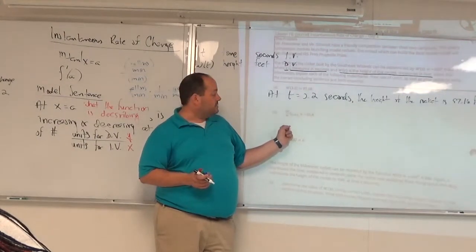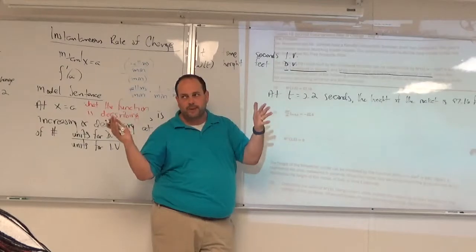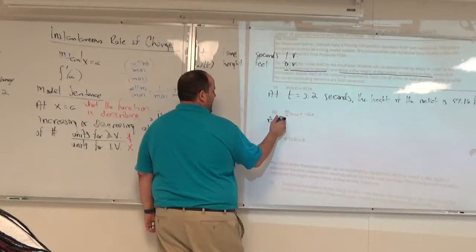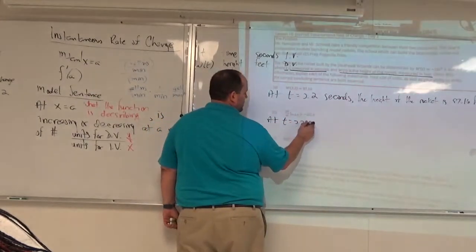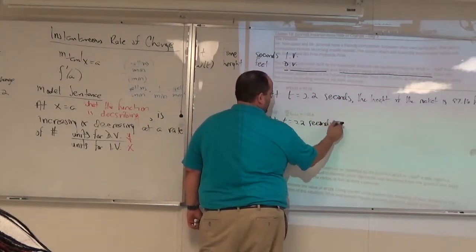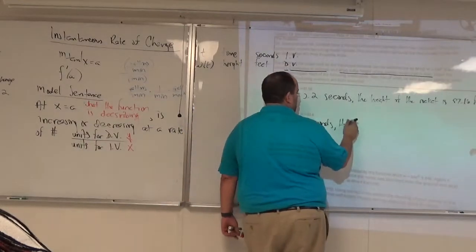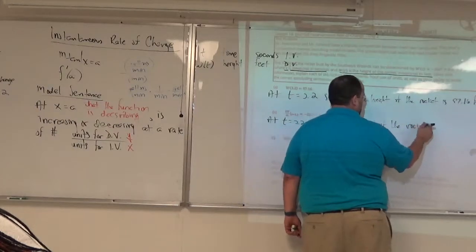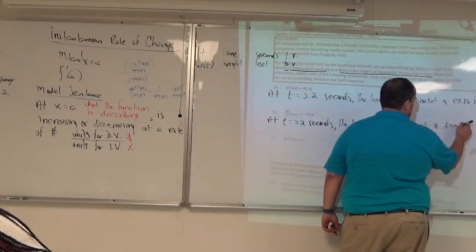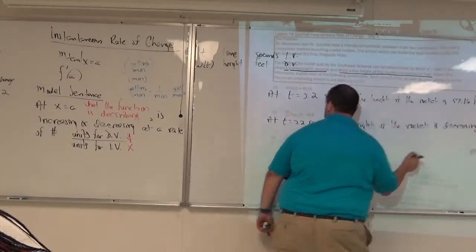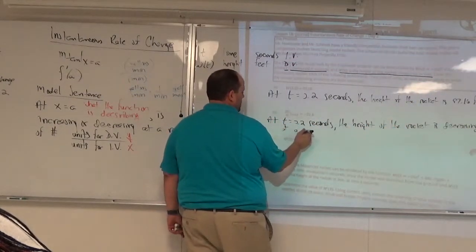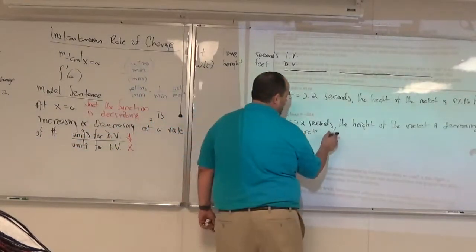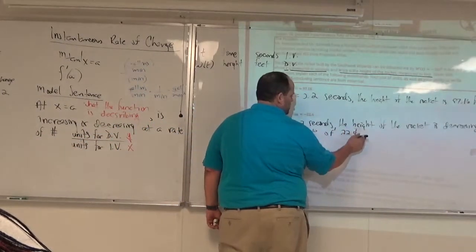dW/dt at T equals 3.2. This is a rate question. Okay, so let's get started. At T equals 3.2 seconds, what's happening to the height? The height of the rocket is decreasing. At a rate, average or instantaneous? At an instantaneous rate of 22.4.